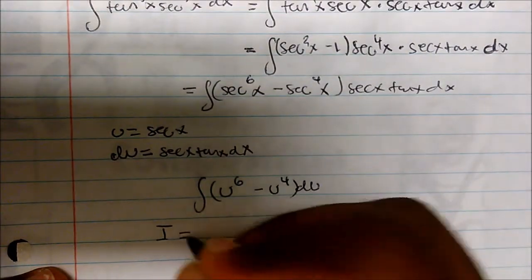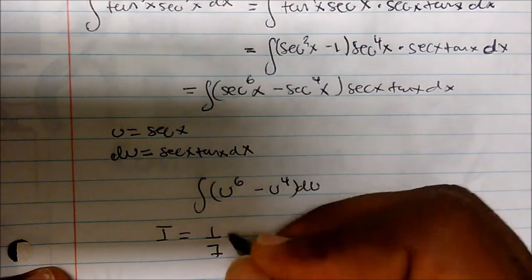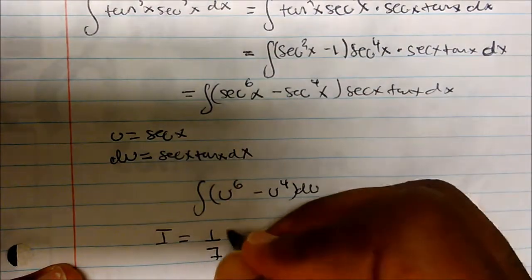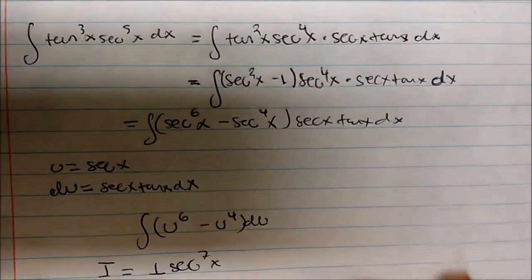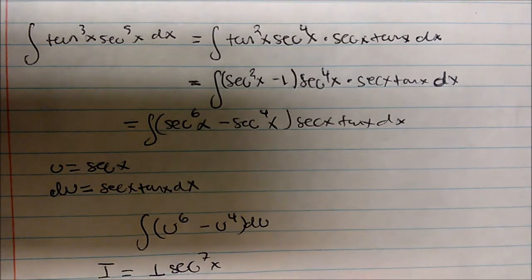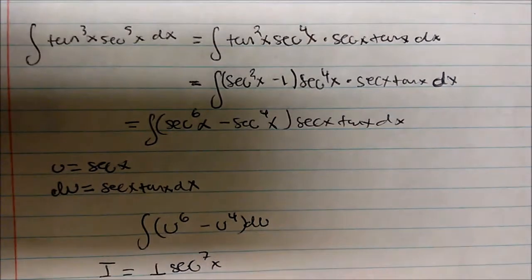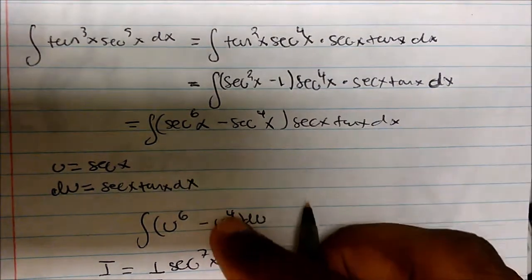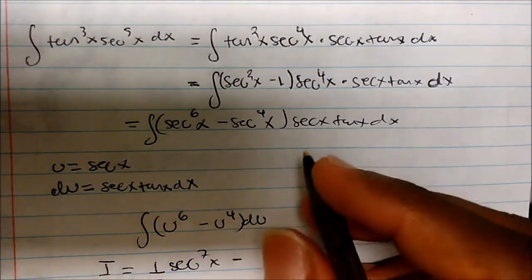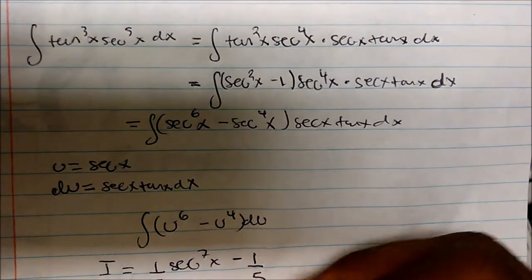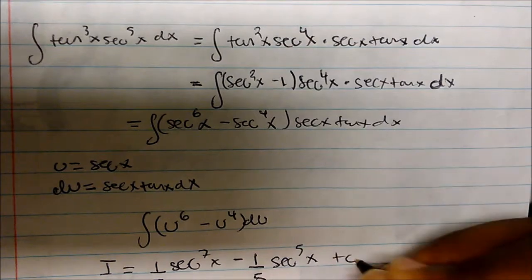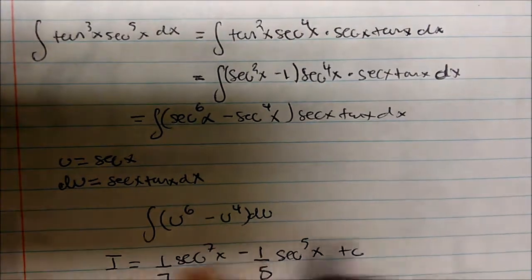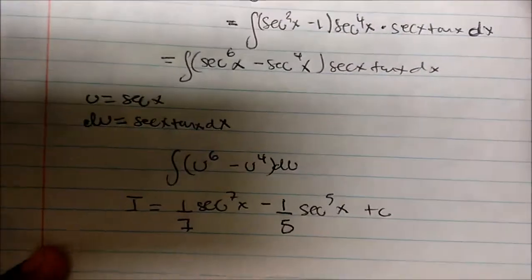Okay, and take an integral of that, that becomes 1/7. Well, what was my u? It becomes secant. So this becomes 1/7 secant to the 7th of x. Okay. Minus, well, what's the integral of u to the 4th? That's just 1/5 u to the 5th. So that becomes 1/5. Well, what was my u? Secant to the 5th of x plus c. Okay. And this is my integral.